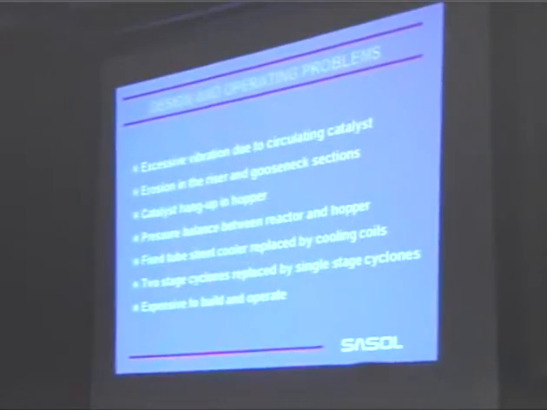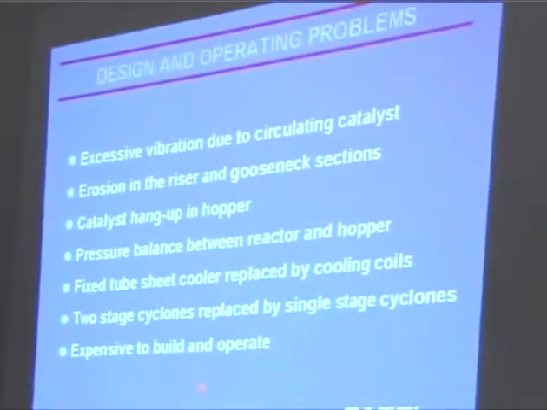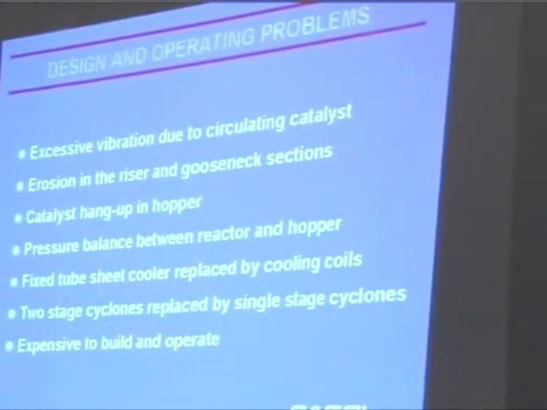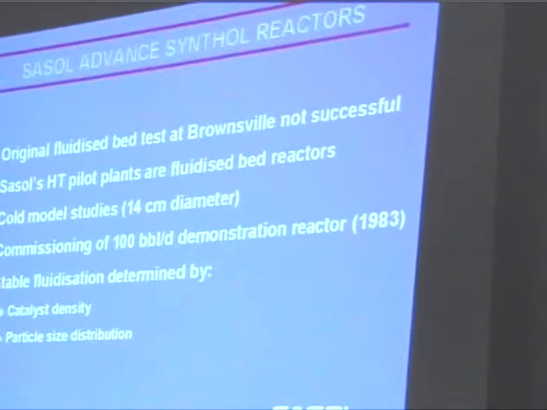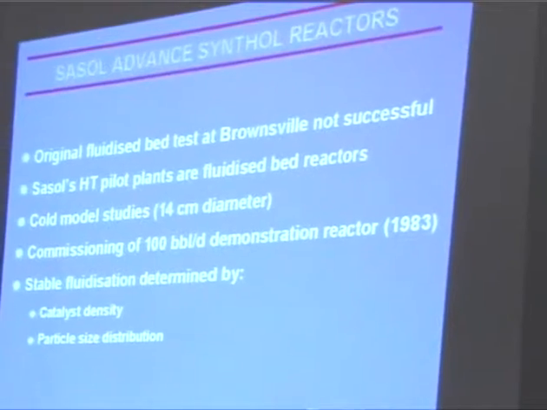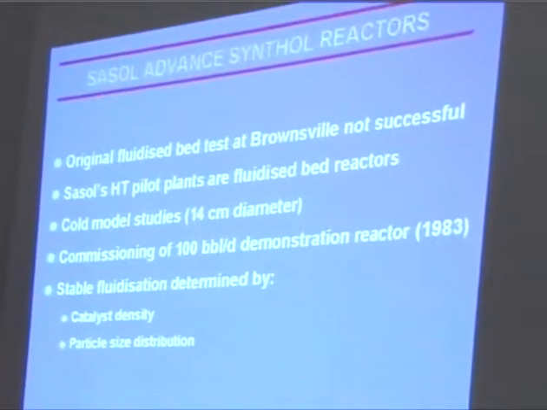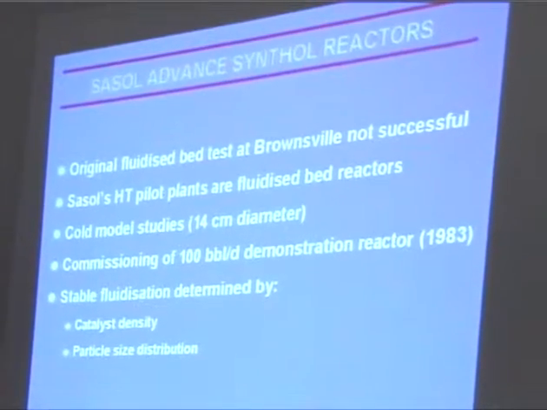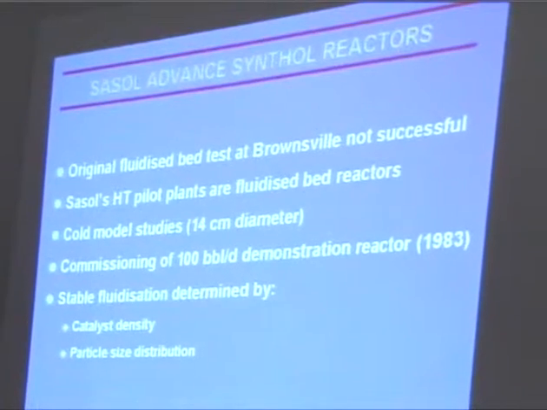Not 100%, there were some minor problems, but we could live with those problems to the extent that we were willing to build this big plant in Secunda. There's actually one big problem with this type of reactor. It's expensive to build and expensive to operate as well. So we decided to have a relook at the normal fluidized bed reactors, in spite of the successes at Secunda and later on at Vosloo.